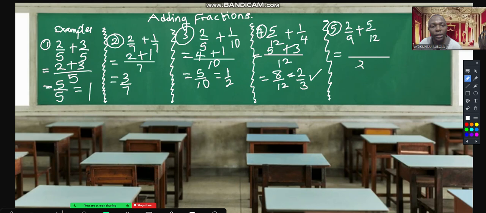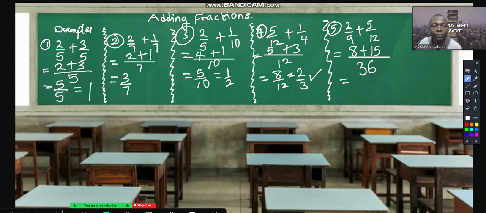Okay. So then you have, how many 9 goes in 36? That's 4. 4 times 2 gives me 8. Then how many 12 goes in? That's 3. 3 times 5 gives me 15. So I can add 8 and 15 to get 23 over 36. And since 23 is a prime number, we cannot reduce it, and this becomes the answer.